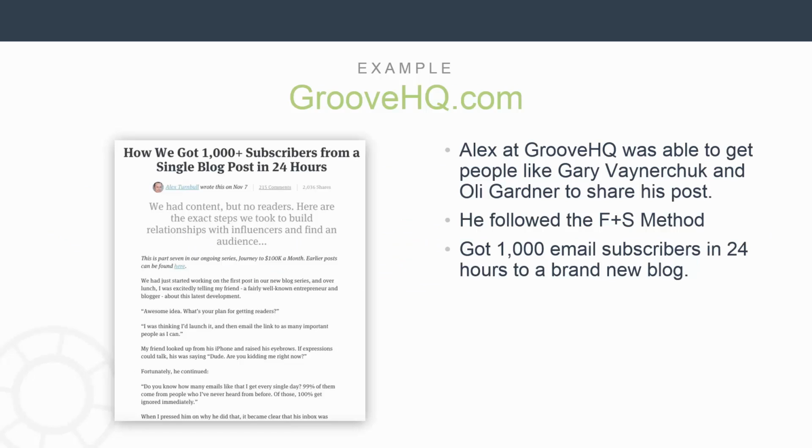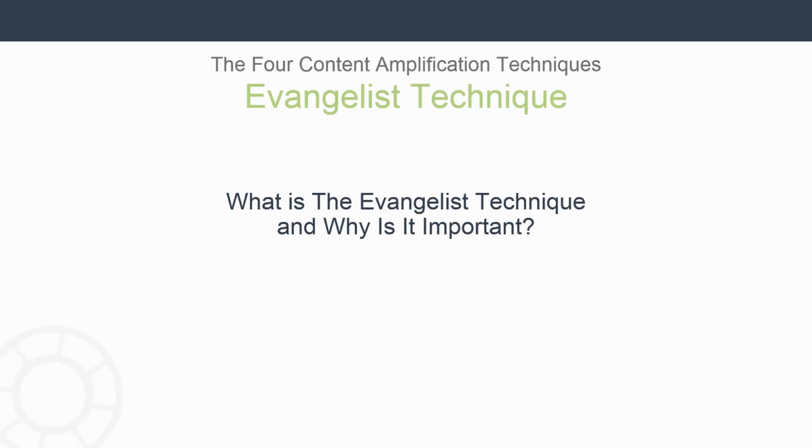So let's look at an example from Groove HQ. He was able to get people like Gary Vaynerchuk and Oli Gardner to share his post, even though the blog was completely brand new and no one ever heard of it. And he followed the F to S method. He got 1,000 email subscribers in 24 hours to a brand new blog using this strategy. Now, this is kind of the results-aren't-typical sort of thing. He got amazing results. But the fact is that if you use this strategy, you will get influencers to share your content. You also build relationships with them.